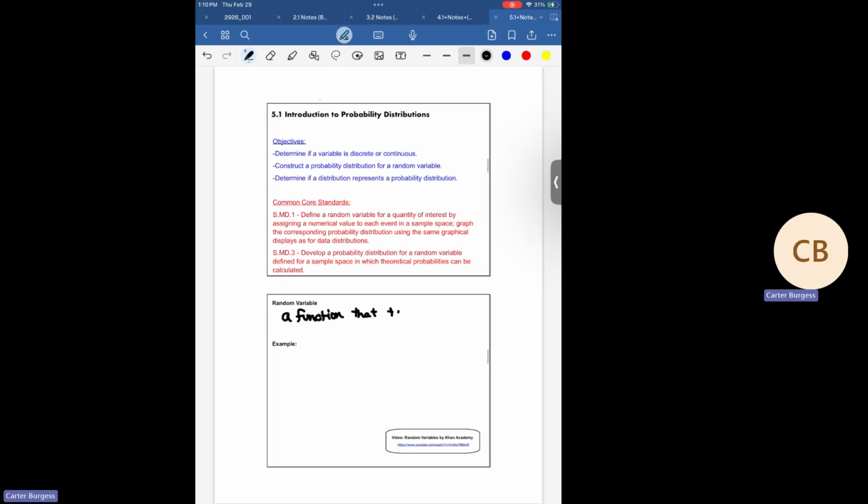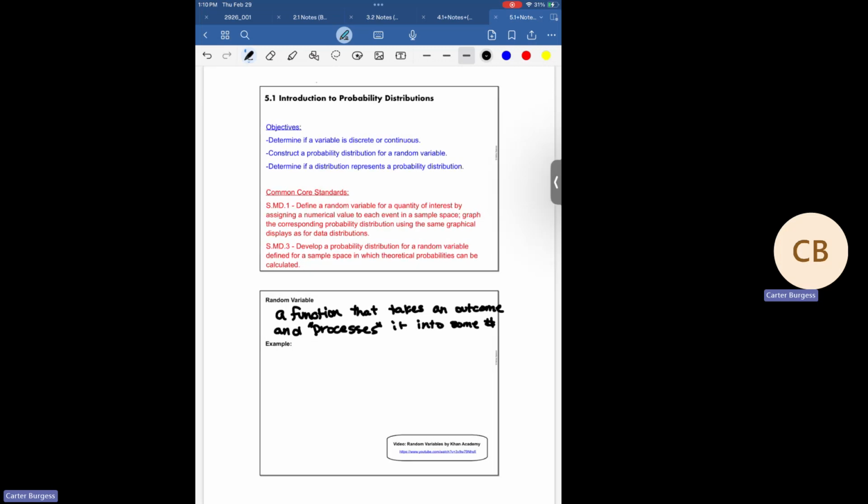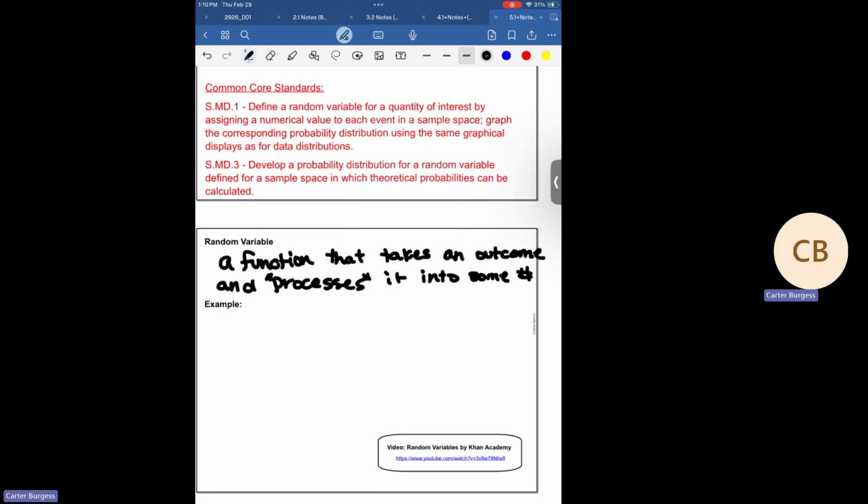that takes an outcome and processes it, whatever that means, into some number. Okay, what on earth do I mean by this? Taking a look at an example here.